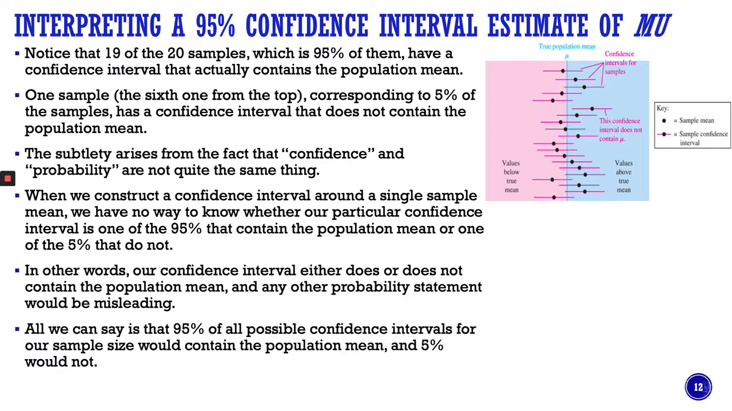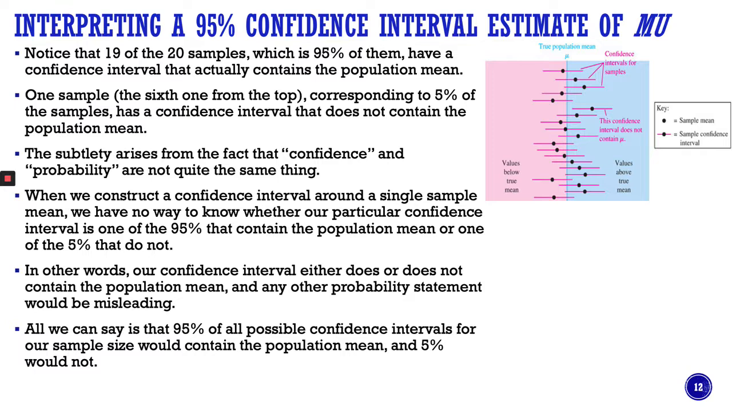One sample, which is the sixth from the top, this one right here, corresponding to 5% of the samples, has a confidence interval that does not contain the population mean. The subtlety arises from the fact that confidence and probability are not quite the same thing.